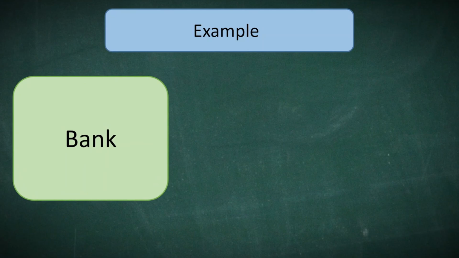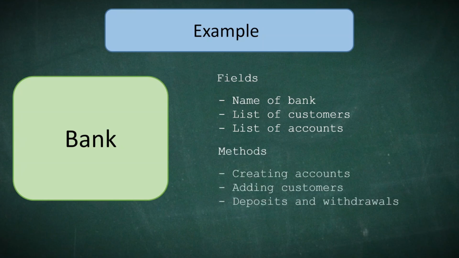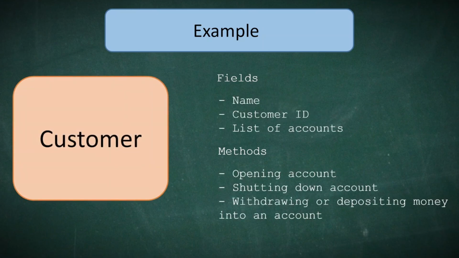Every object has fields. This is information about the object. In the case of a bank, it's the name of the bank, list of customers, and list of accounts. And objects could also have methods. In the case of a bank, it would be creating accounts, adding customers, or recording deposits and withdrawals. A customer is its own object with its own fields and methods. Similarly, an account would also be its own object.